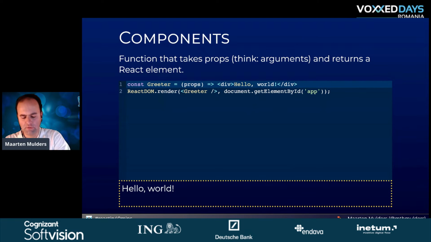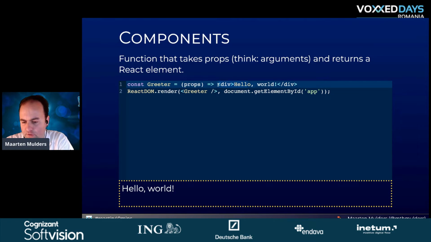So now that we have seen elements, we can start thinking about components. Components are the basic building blocks of any React application. And the idea of a component is that it's basically a function that takes in some properties. You could say that are the arguments of the function, and it returns an element. By convention, components always start with a capital letter, an uppercase letter.